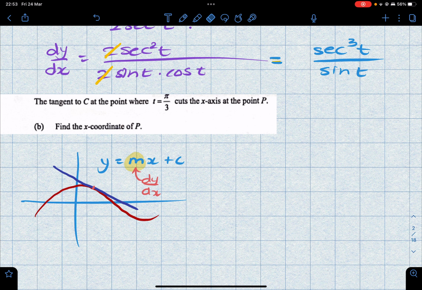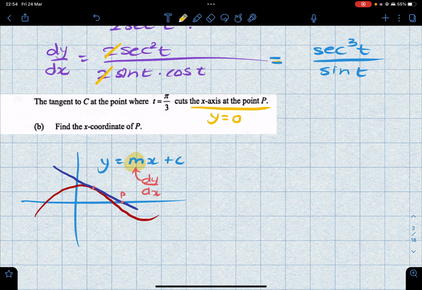So we can find the equation of the line, and after that they want the x-coordinate of P, and P is where it cuts the x-axis. So P is going to be this point here, because this is the x-axis, this is where it cuts the x-axis. This is that point there. And when it says cut the x-axis, that means y equals 0.